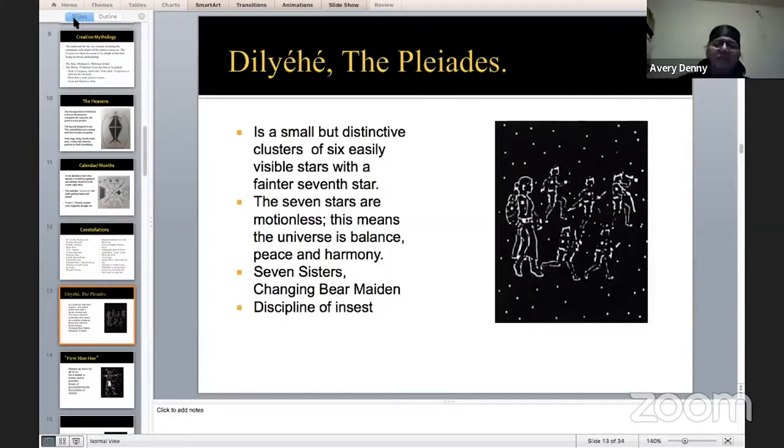Was right here. As you see in the diagram here, there's three boys. All together, there's six boys. And then the mother right there. There's the one story. Of course, there's another story, and then another story.